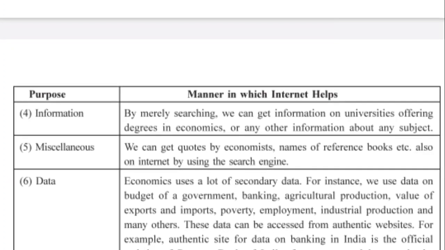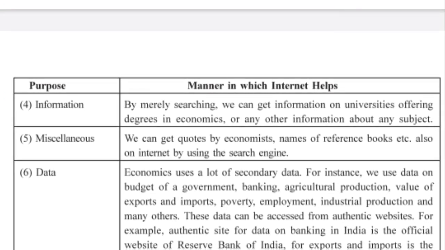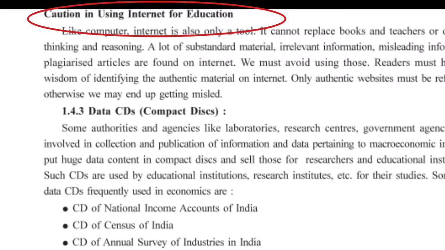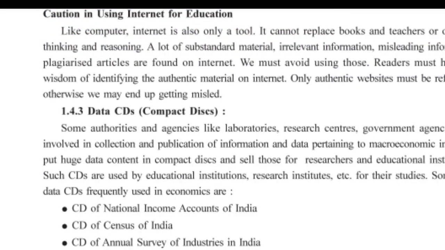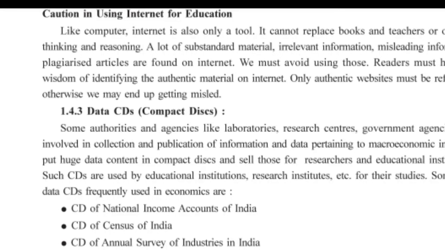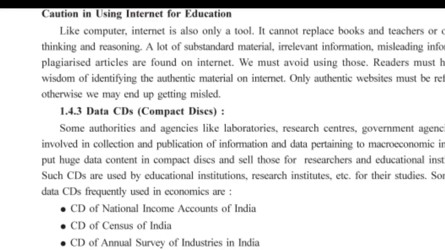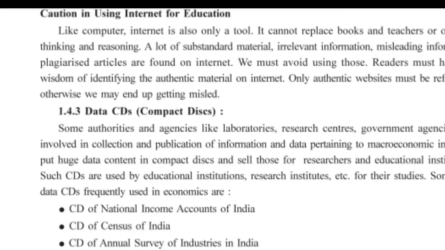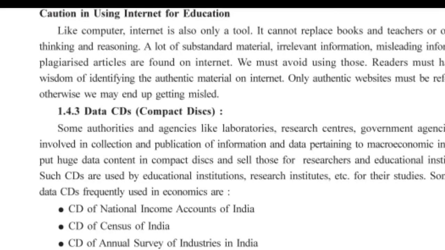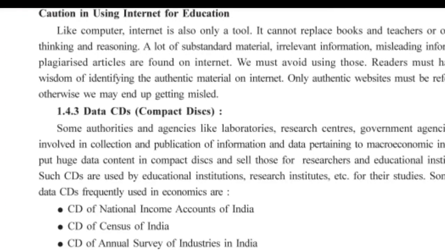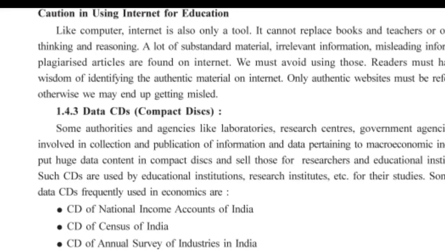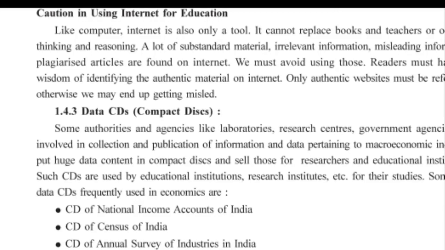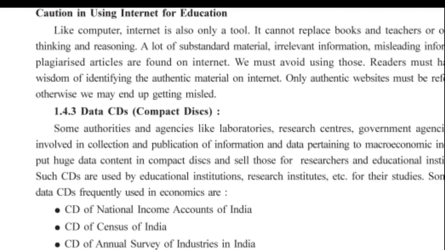Now we are going to the causes of problems of internet technology. Like computer technology, internet technology has a caution, has problems. Like the computer, the internet is also only a tool. It cannot replace books and a teacher. A lot of substandard material, irrelevant information, misleading information, and plagiarized articles are found on the internet. We must avoid using those. Readers must have the wisdom of identifying authentic material on the internet. Only authentic websites must be referred to, otherwise we may end up getting misled. So internet technology is very important, but it has many problems.